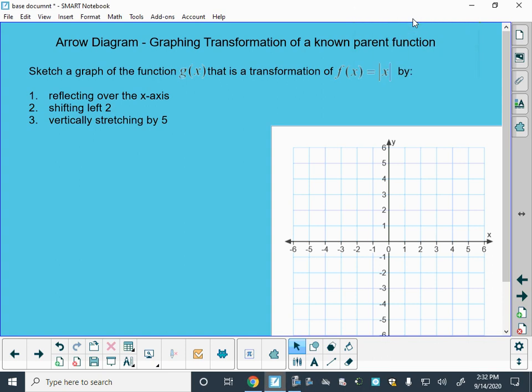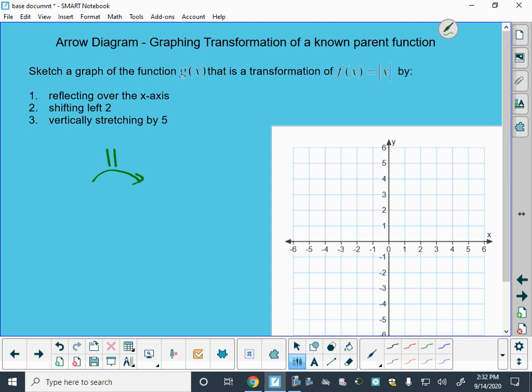All right. Welcome back. We're going to take a look at sketching a graph of a known parent function that has been transformed. We've been furnished here with some transformations, and we're going to show how to use the arrow diagrams to come up with what this graph should look like. So, to begin with, we are transforming the absolute value function, so I'm going to start with an arrow for absolute value. Okay. So there's our absolute value parent function.